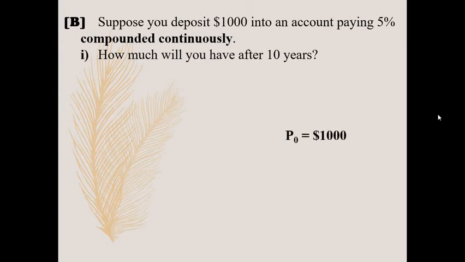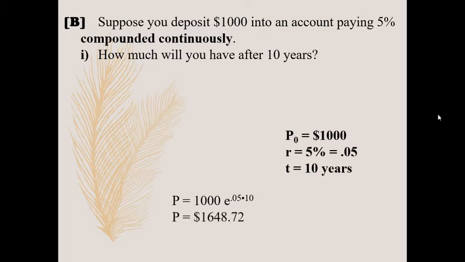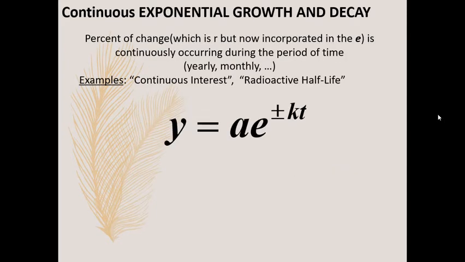That's right, $1,000. What is our rate? The rate is 5%. Correct. How much time are we looking at? 10 years. So this is what the equation looks like. Please put it into your calculator and give me an answer. That's right. We've earned $1,648.72.